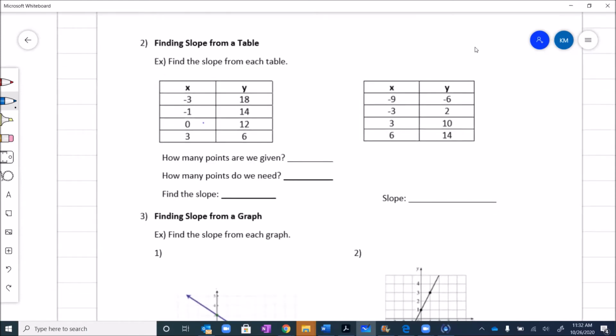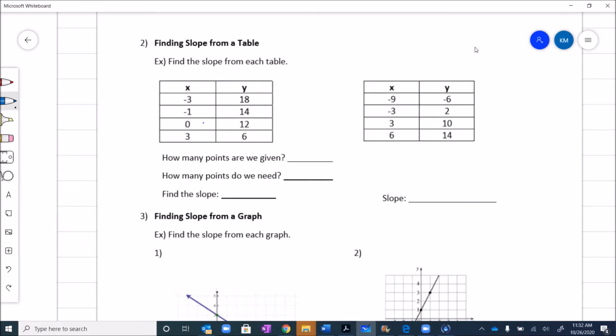We can also find the slope from a table. Okay, and here's the thing. How many points do we need in order to find the slope? Just 2. What does the table do? It gives us more points than we need. So we really shouldn't have an issue finding a slope from a table. You can choose any 2 points that you want.